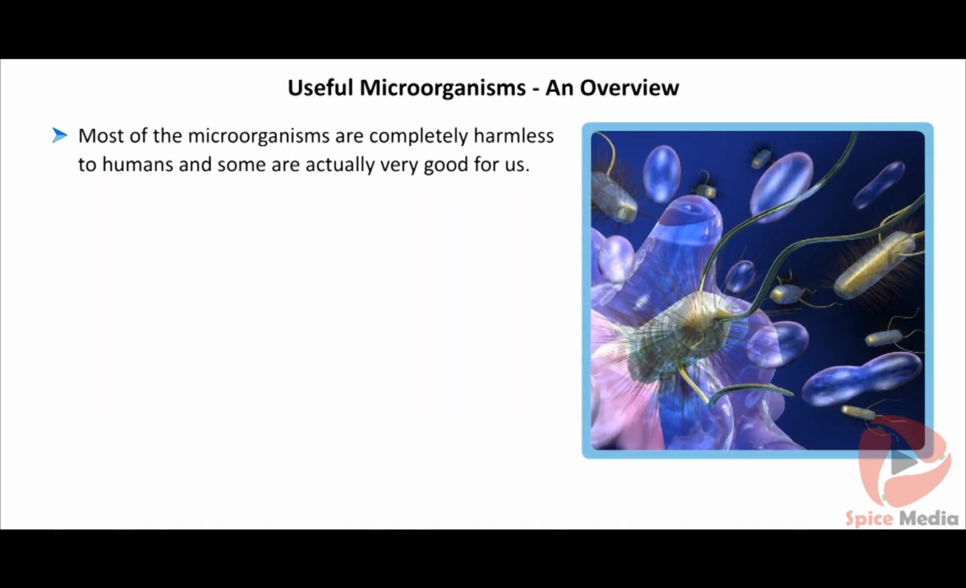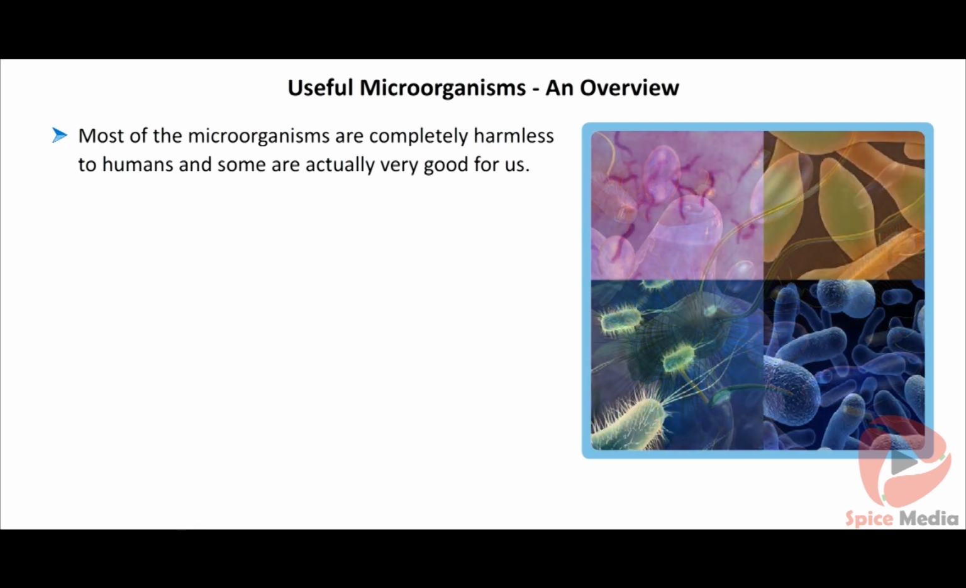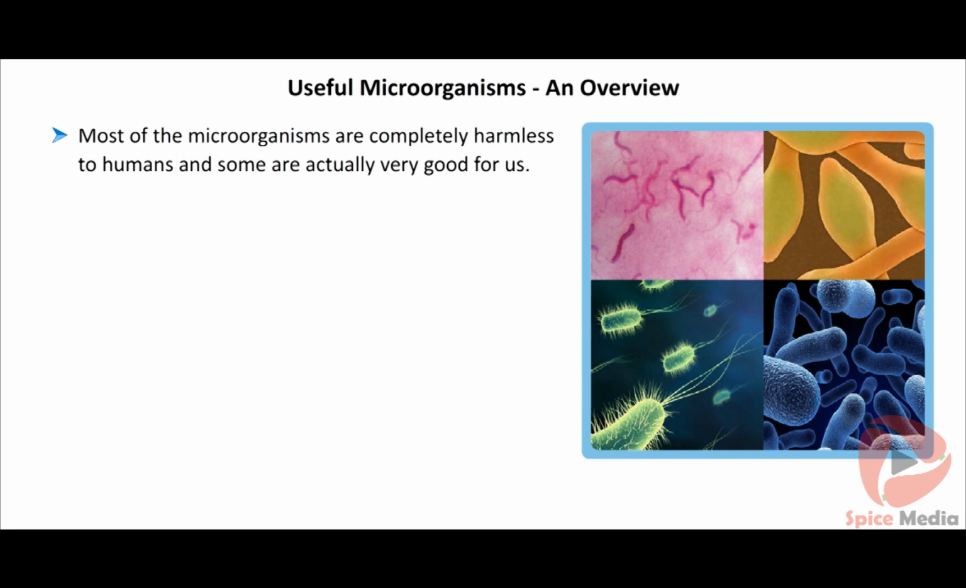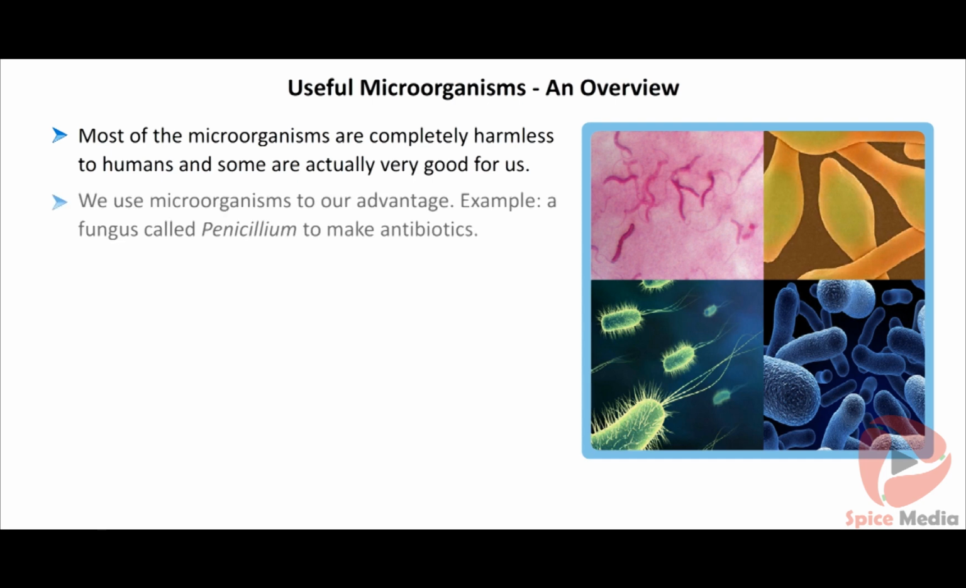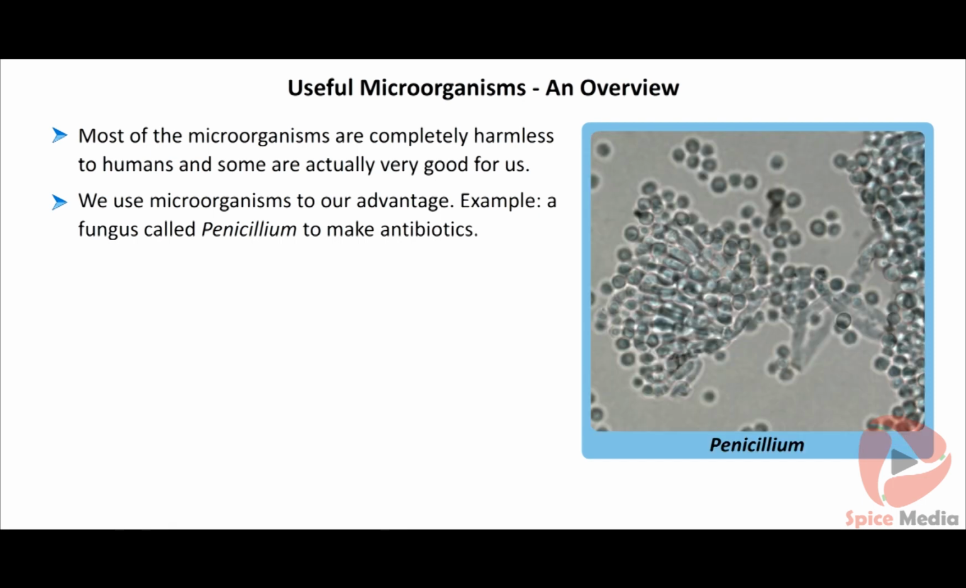There are millions of different species of microorganisms on the earth. Most of them are completely harmless to humans, and some are actually very good for us. We use microorganisms to our advantage. Examples may include a fungus called penicillium to make antibiotics.